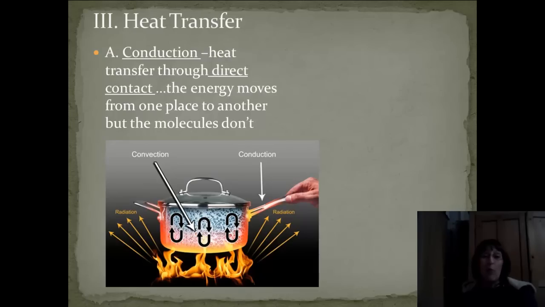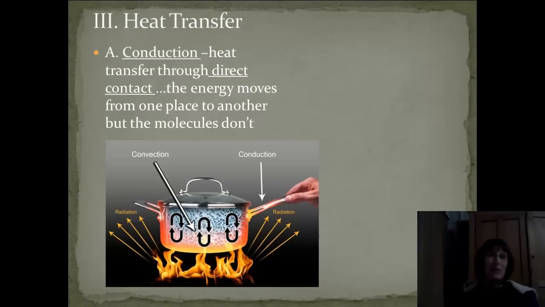The energy moves from one place to another, but the molecules don't. So you reach out and you grab the handle of that hot pan or that hot spoon, and you don't have metal molecules jumping into your skin. You have the energy from the metal handle going into your skin and giving it so much energy that it actually burns it. So if you look at the picture down below, you see the hand of the guy reaching out and touching the handle, and that's conduction, direct contact.